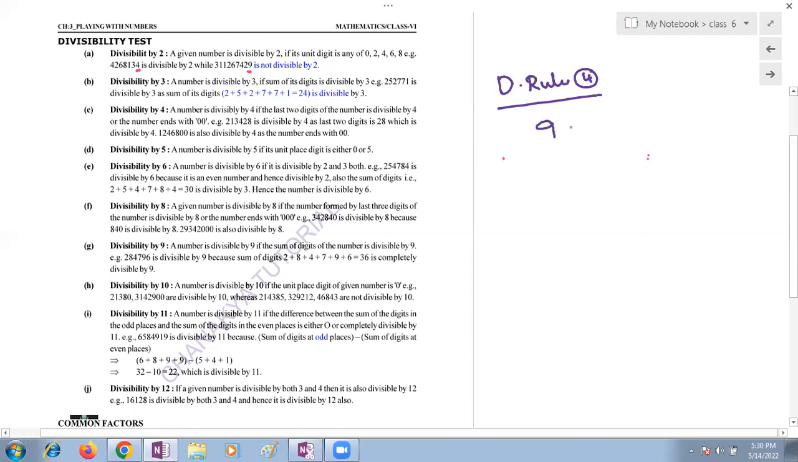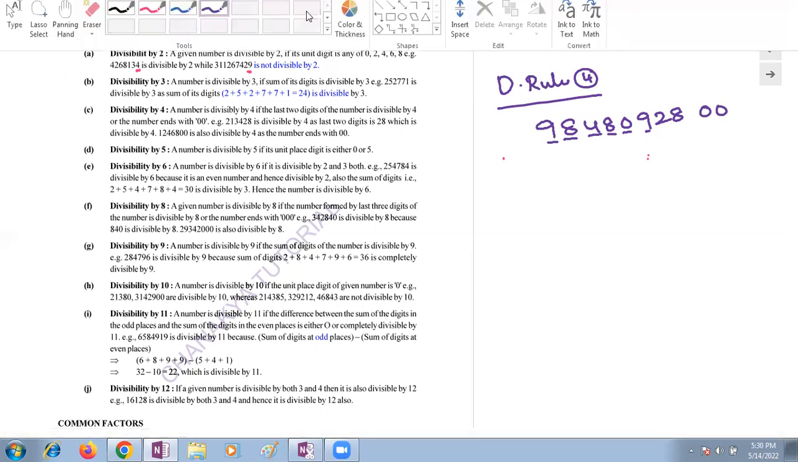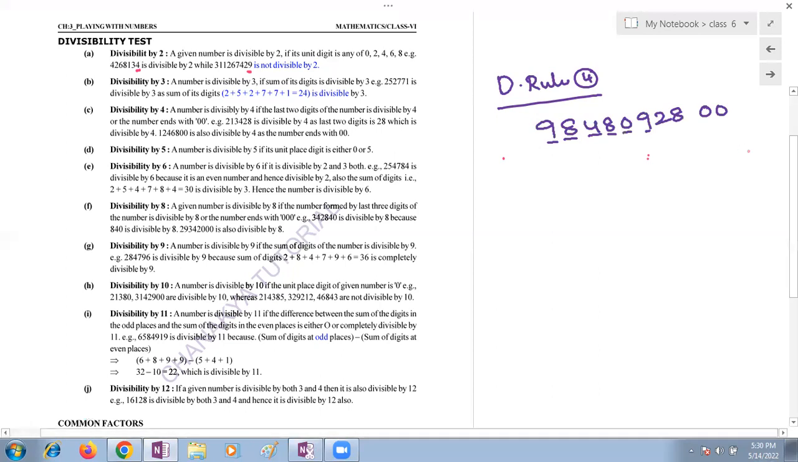Suppose my phone number is roughly 4809, and then 2800. In this number, if you check the last two digits, they are 0, 0. It is divisible by 4. What are the last two digits, children? 0, 0. If the last two digits are 0, 0, the number is divisible by 4.